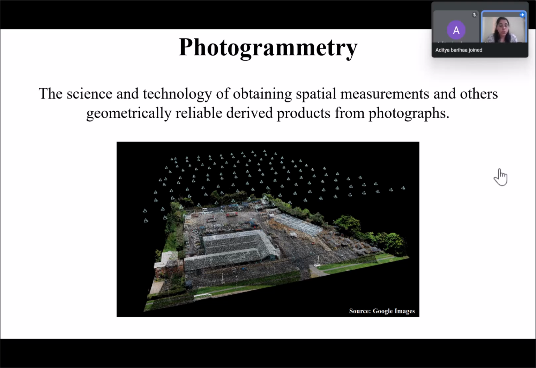So remote sensing, as you know, is basically about capturing images and trying to understand the meaning of the images, and the underlying principle being used here is photogrammetry. Now, what is photogrammetry, which is different from photography? Photogrammetry is basically the science and technology of obtaining spatial measurements. Spatial measurements mean basically what things look like in space, how they are occupied, and other geometrically reliable derived products from the photographs.